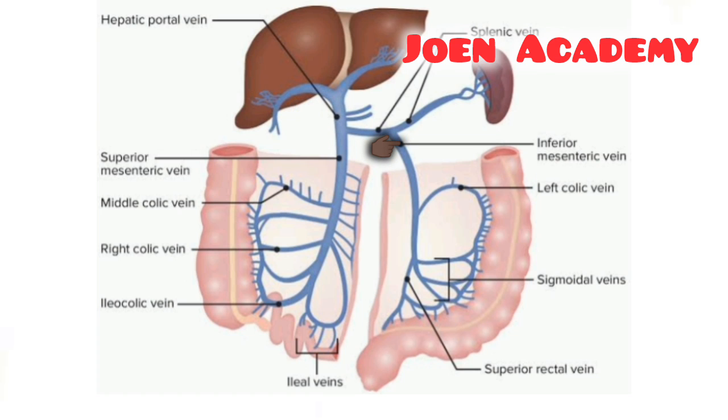The inferior mesenteric vein, or IMV, drains the region supplied by the inferior mesenteric artery, the distal one-third of the transverse colon, the descending colon, the sigmoid colon, and the superior part of the rectum. The tributaries of the IMV are the left colic vein, the sigmoid veins, and the superior rectal vein. The course of the IMV is somewhat variable. Typically, it ascends on the left of the IMA and passes posterior to the body of the pancreas to drain into the splenic vein.